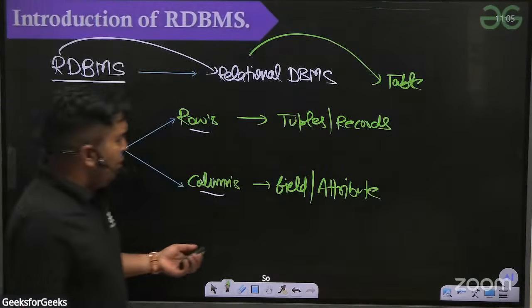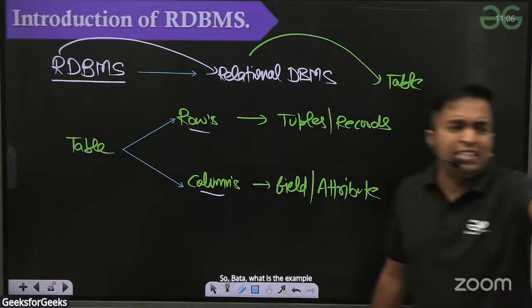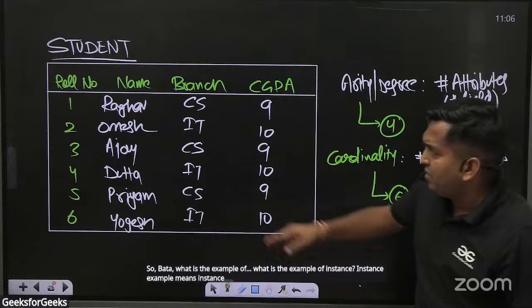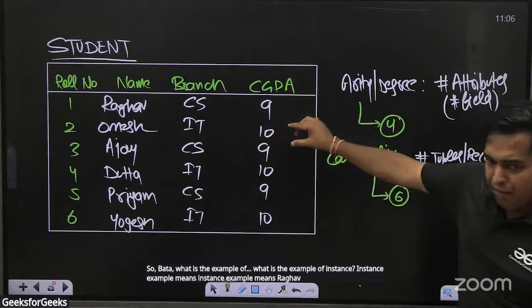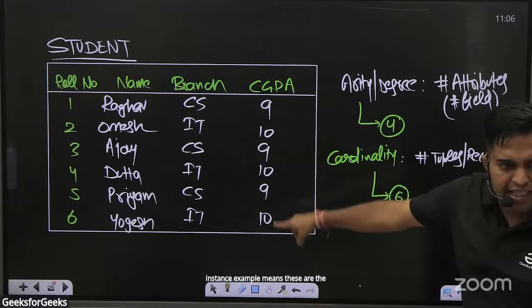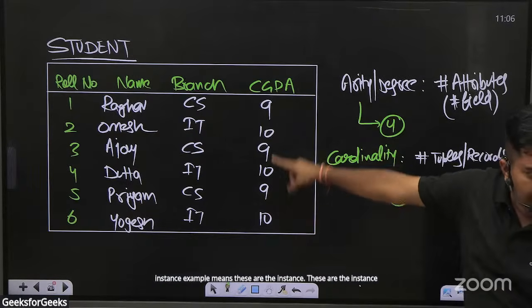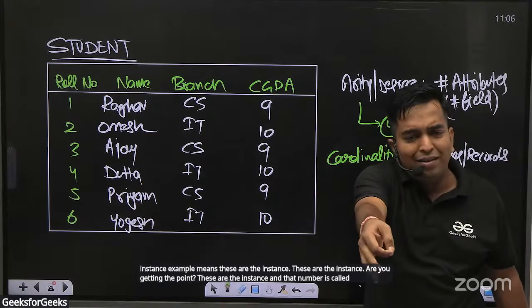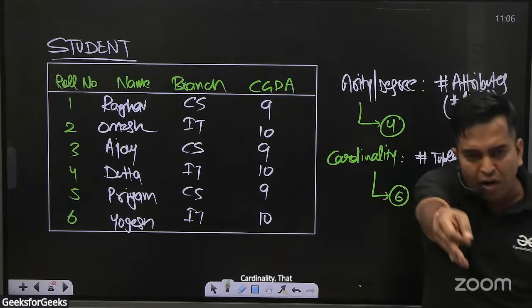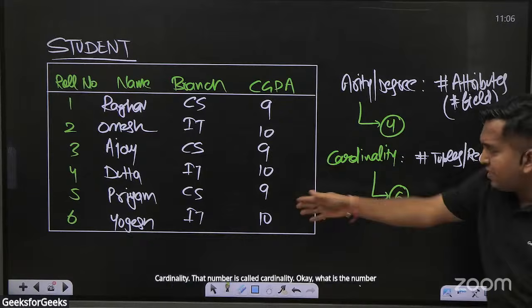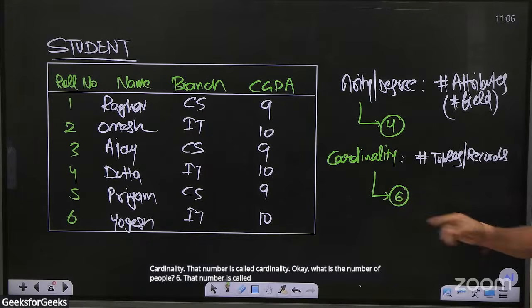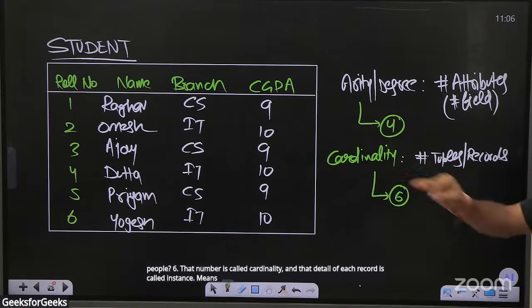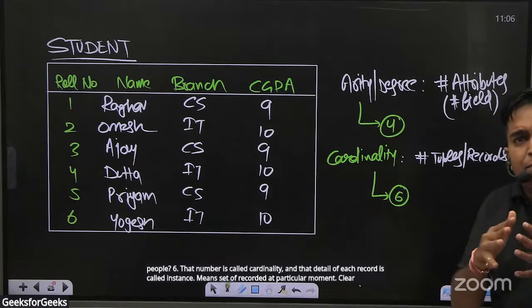So, what is an example of an instance? These are the instances. Are you getting my point? And that number is called cardinality. What is the number of tuples? 6. That number is called cardinality, and the detail of each record is called the instance, meaning the set of records at a particular moment. Clear? Instance may be changed.